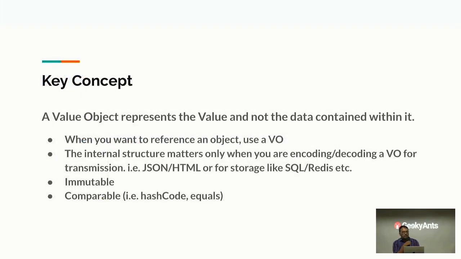To summarize, you can read here: the value object is a reference to the object. The internal structure only matters when you're trying to convert it into some sort of decoding, encoding, serialization, or when you're trying to put it in a database. It is immutable and it is suggested to be comparable.